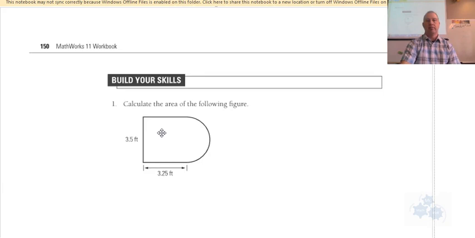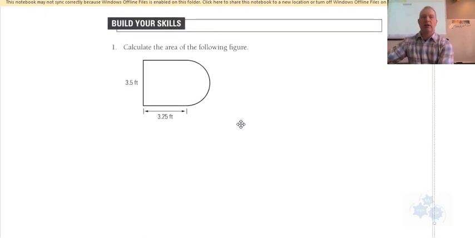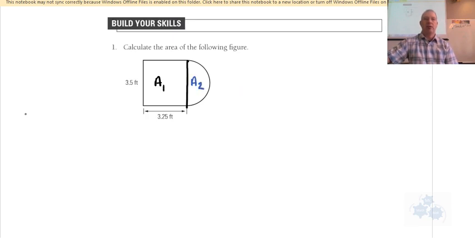All right, let's get some practice here and start from scratch. In this first question, Build Your Skills 3.2, do you see how this is very similar to the one we just did? We're going to split this up into a rectangle and a half circle. So I want to split it into two areas, area 1 and area 2, and then we'll solve each of them individually.